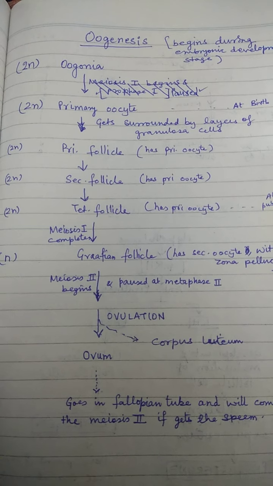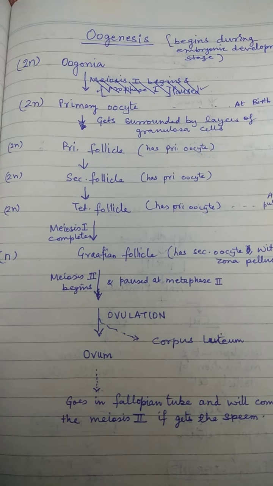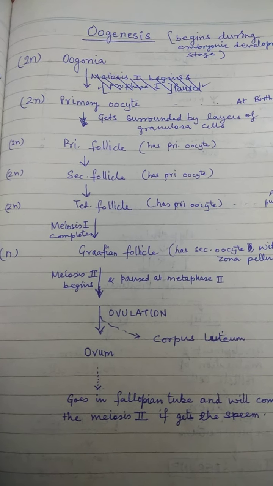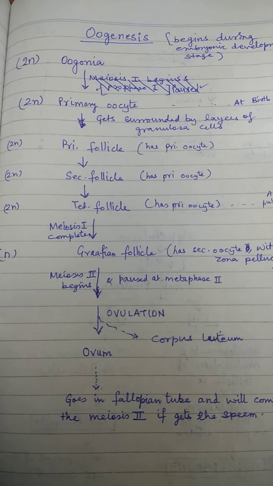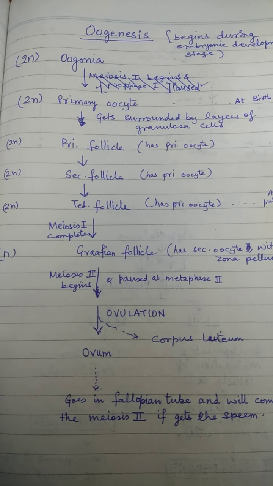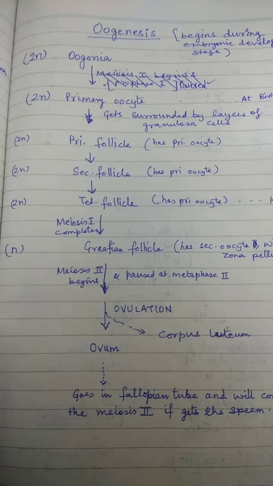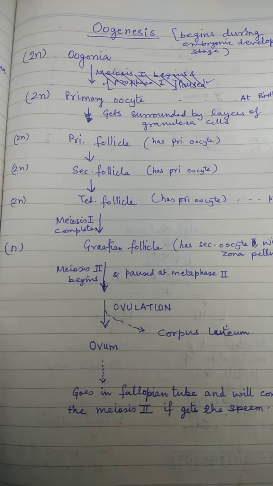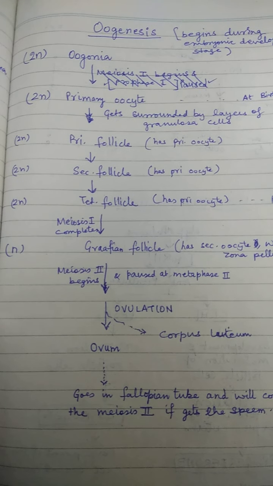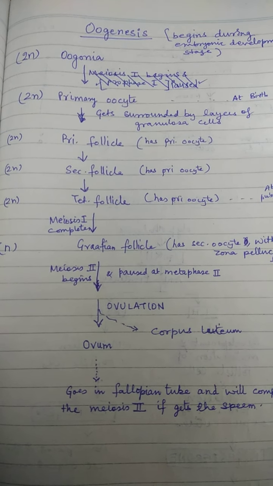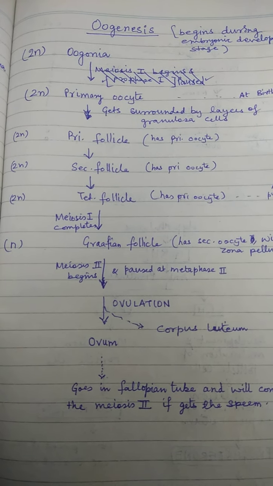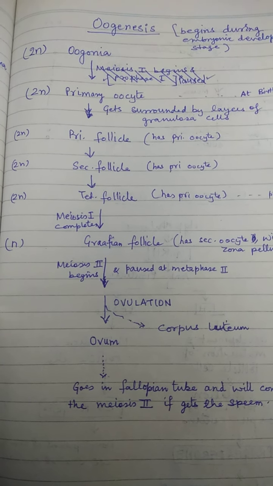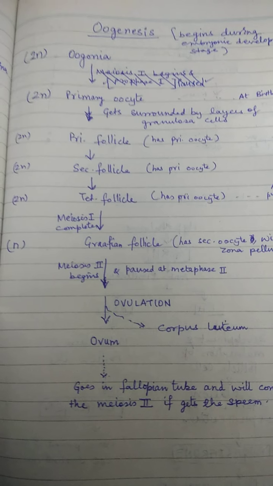Okay, so at the birth of a baby girl, its ovary already has primary oocytes. These primary oocytes start developing into primary follicles. The oocyte is surrounded by a layer of granulosa cells, follicle cells. Primary follicle contains primary oocyte.